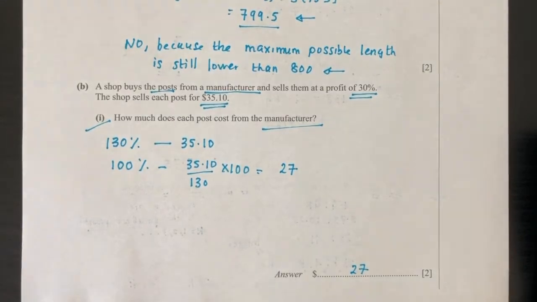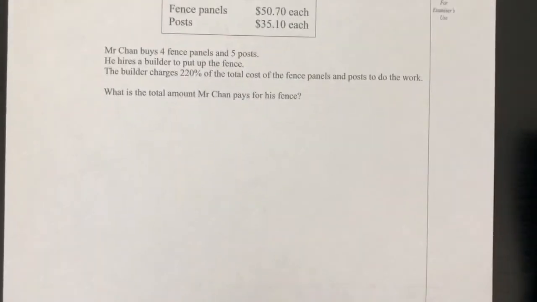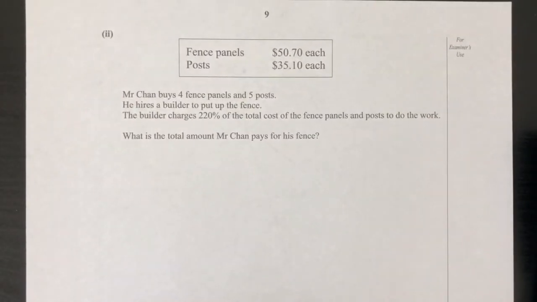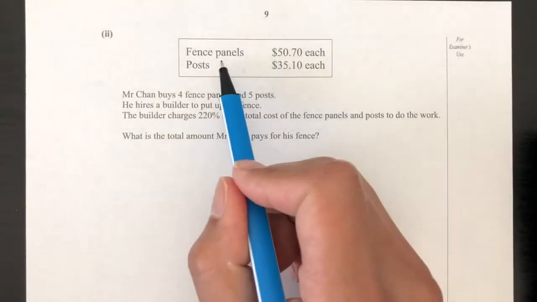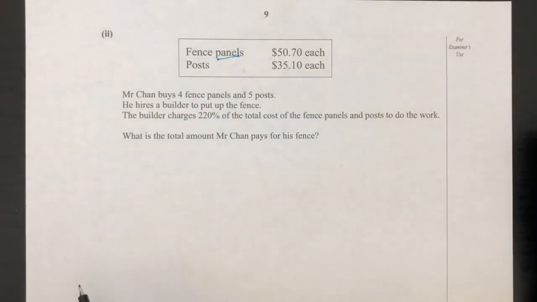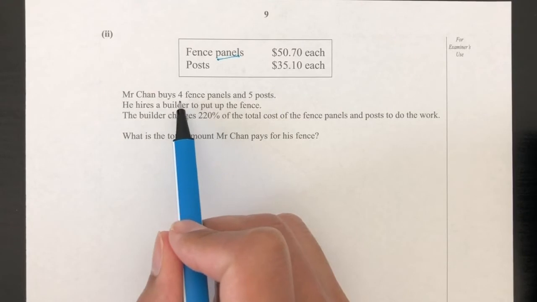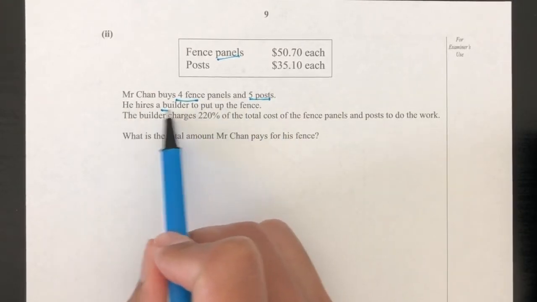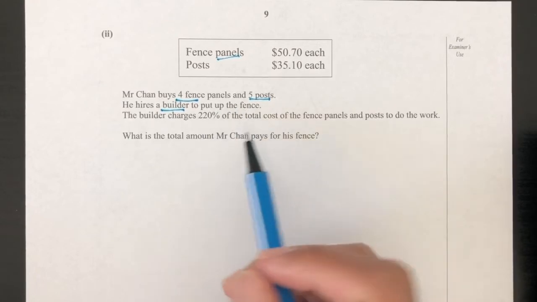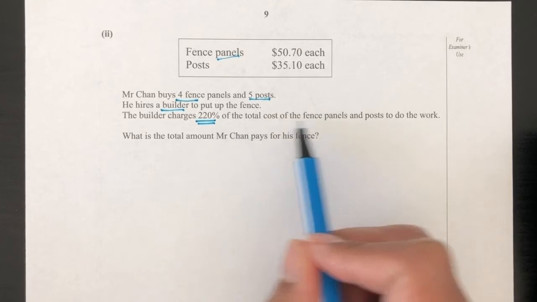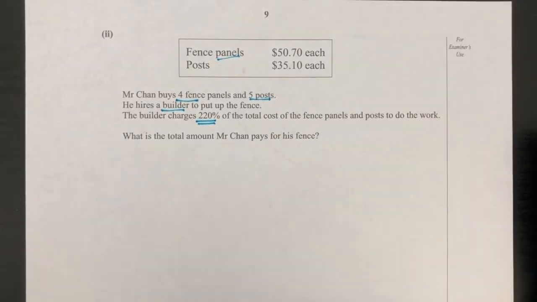That is page 8. So let's move on to part 2. Let's see what we have in this section. The fence panel costs this much each, and post will be this much each. Now Mr. Chang buys 4 fence and 5 posts. He hires a builder to build up the fence. The builder charges 220% of the costs of the fence and the post to do the work.